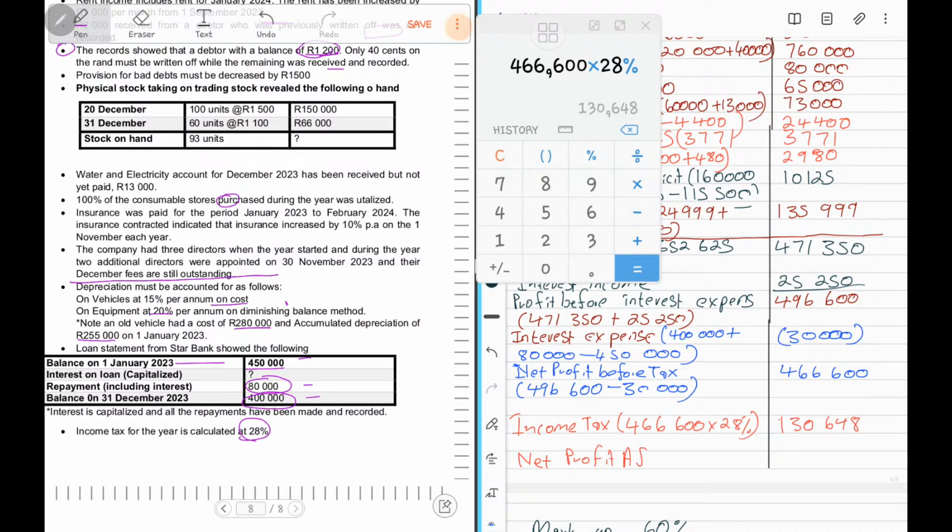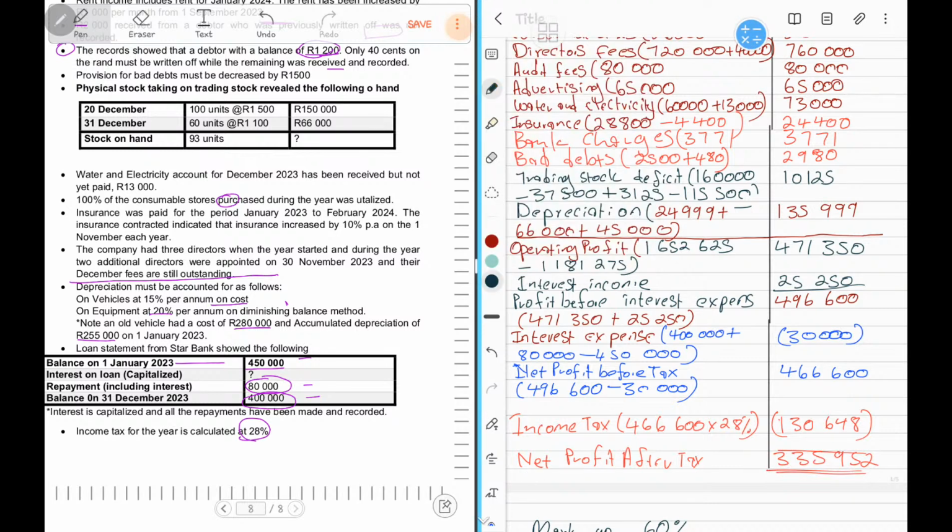Then that is the net profit after tax. Net profit after tax, we subtract the income tax, so it will be 466,600, then we subtract 130,648. That gives us the net profit after tax of 335,952. That is our statement of comprehensive income, guys. It's very, very fun and simple, not complicated.